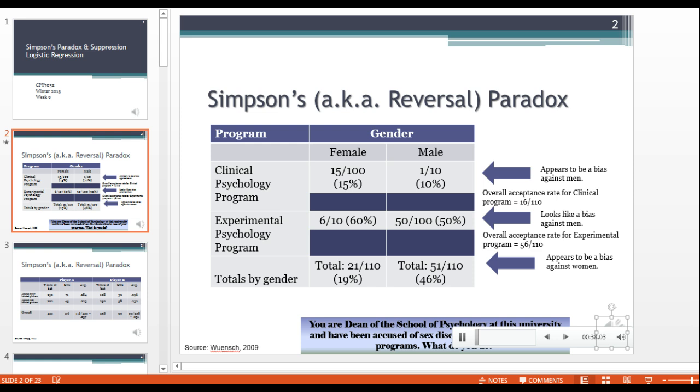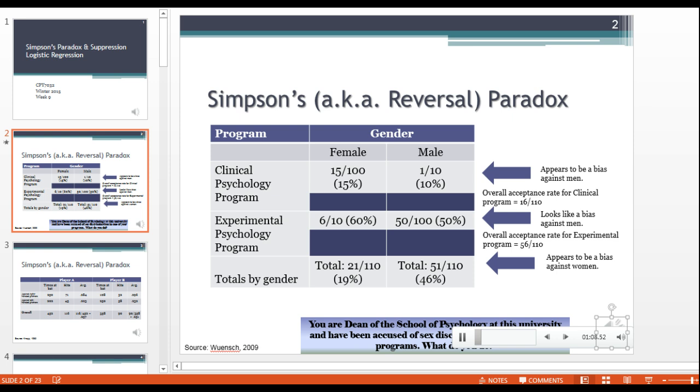So here we have a situation where we're going to imagine that we are the dean of the School of Psychology at a university, and we have two graduate programs. We have a clinical psych and an experimental psych program. And imagine that we are being investigated for gender discrimination in our selection methods for these two programs. So here we have some data to work with. We have the program's acceptance rates broken down by gender and program.